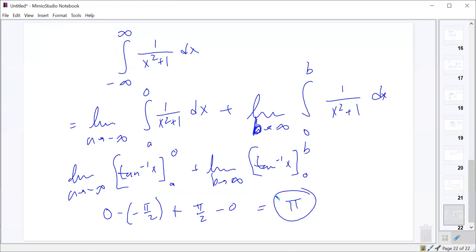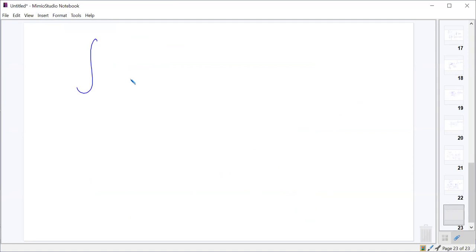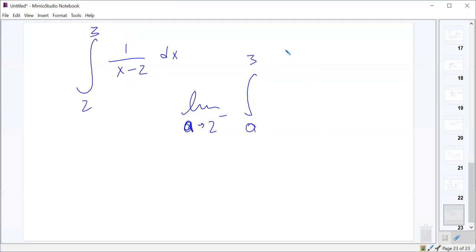So if I was looking at something like the integral of 1 over x minus 2, let's just say from 2 to 3, since we know we have a vertical asymptote at x equals 2, we'd rewrite this as a limit as a approaches 2 from the left, because the rest of our integral is to the right of 2, of the integral from a to 3 of 1 over x minus 2 dx.